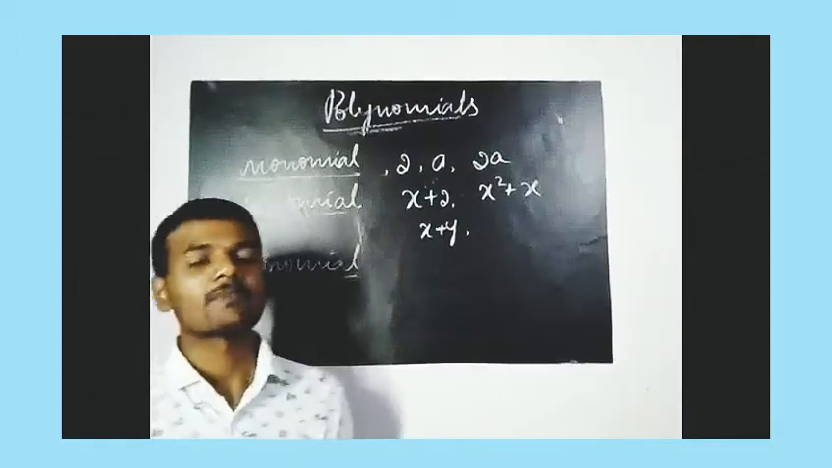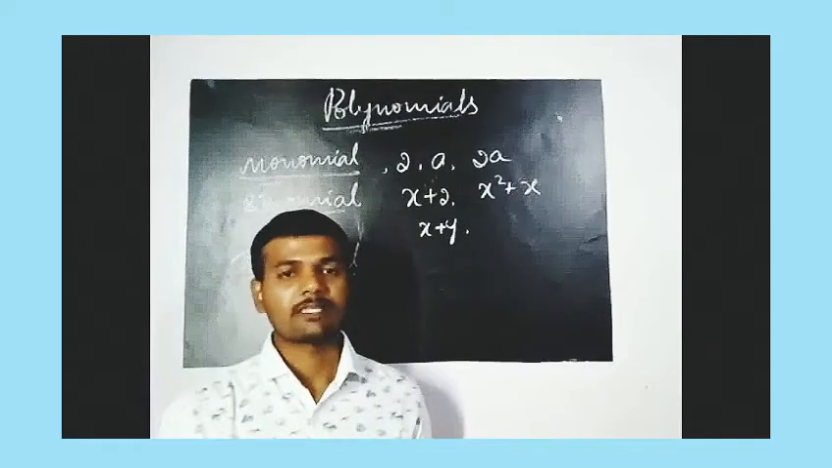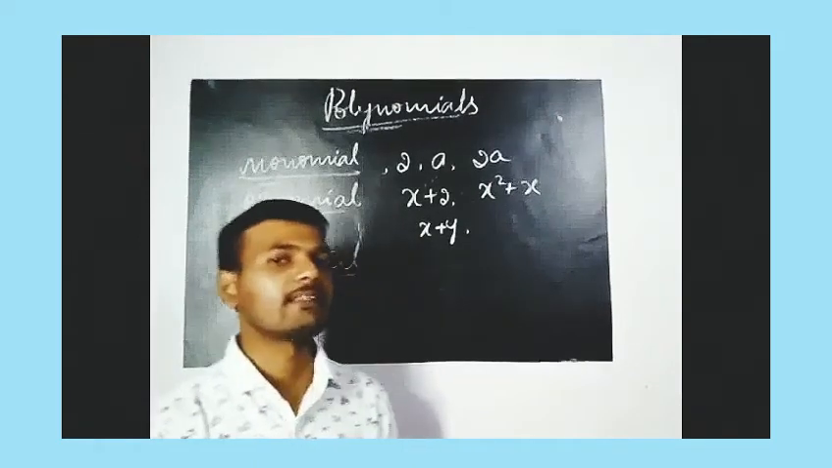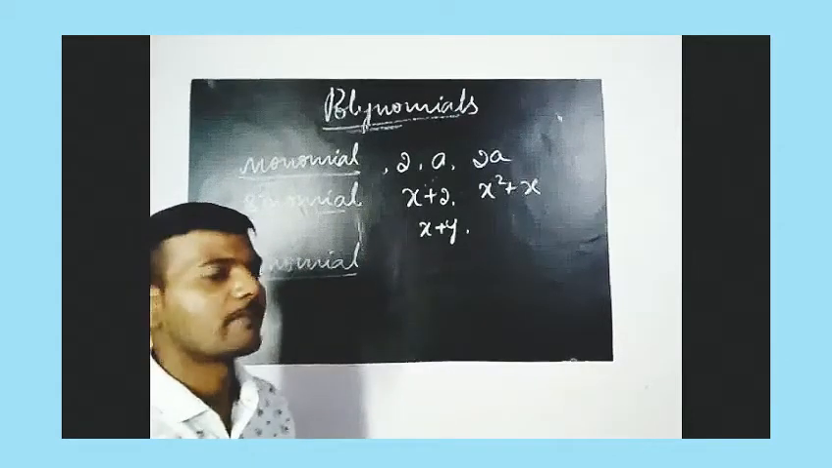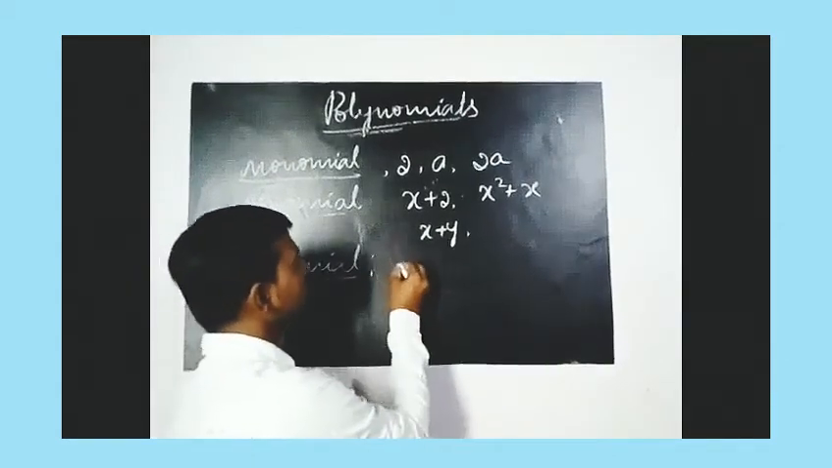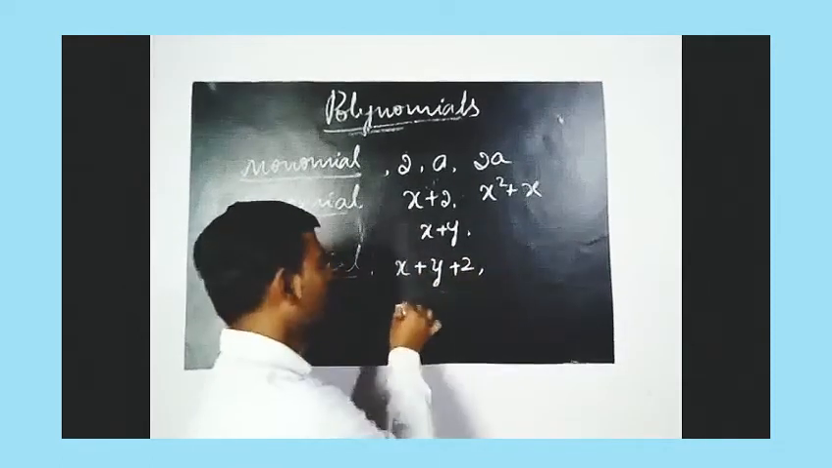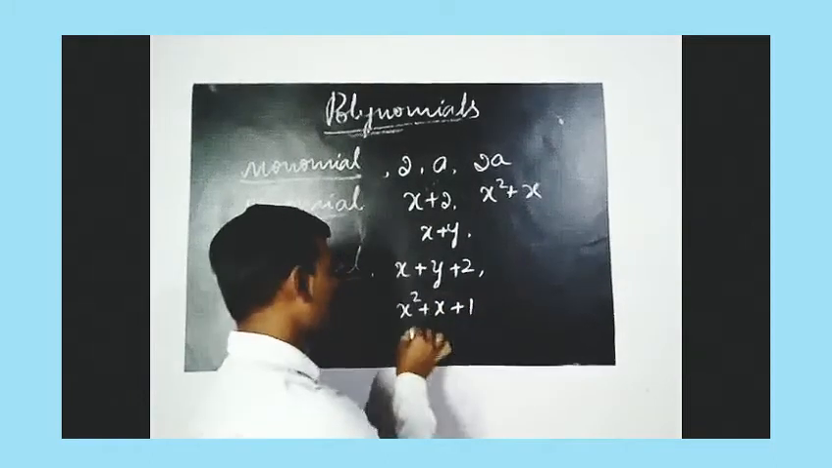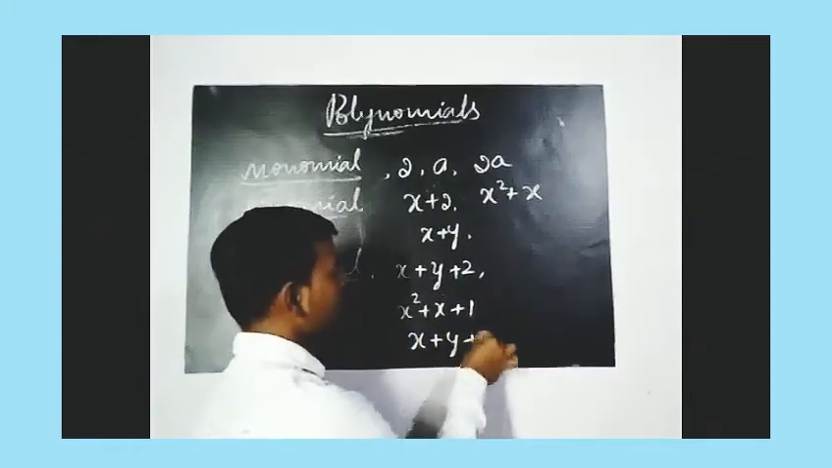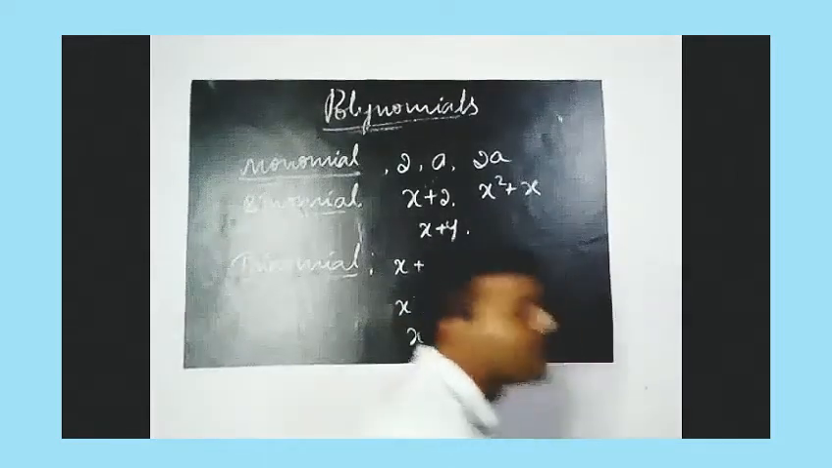Trinomial means an algebraic expression having three terms. An algebraic expression having three terms, then we say that it is a trinomial, right? For example, x plus y plus 2, or x square plus x plus 1, or x plus y plus z. These are trinomials because they have three terms.